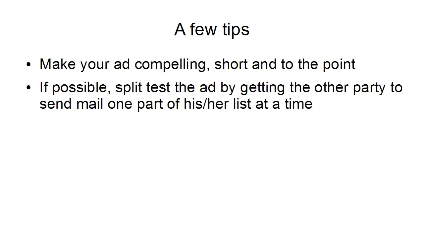If possible, you should split test the ad by getting the other party to send the email to one part of his or her list at a time. Now, not everyone can do this. It all depends on what type of autoresponder software they're running or what autoresponder service they're using. But if they can just send it to one part of their list at a time, you can gauge how effective this ad is. You can tweak it, rewrite it, test it, and then roll it out to the entire list, and you know you're going to get the maximum response.